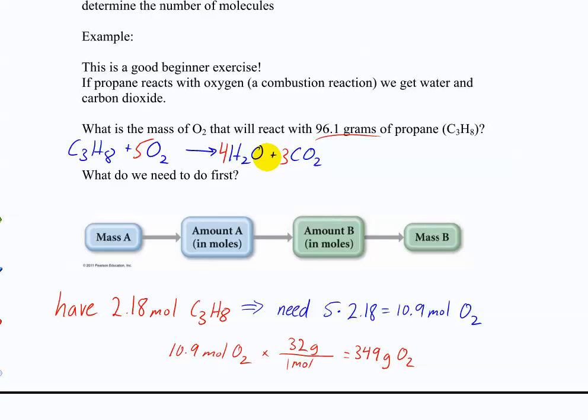Now this reaction is limited. The propane can't all react because there aren't enough moles of oxygen for it to react with. So there's going to be some leftover, and the oxygen is known as the limiting reactant because it limits the reaction. It limits how much propane reacts, and it limits how much of the products we can form.